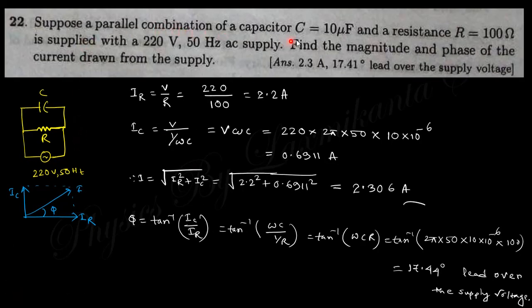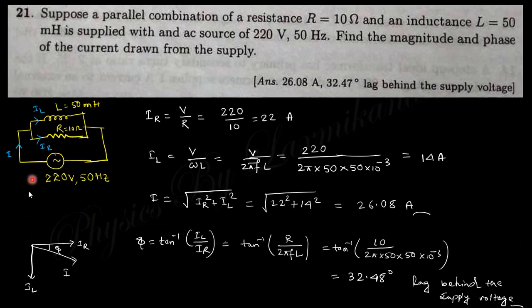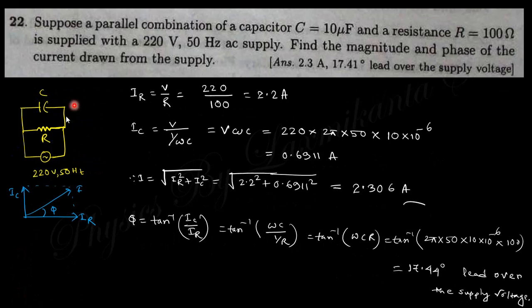Suppose a parallel combination of capacitor and resistor. The before one was the inductor and resistor, and this one is the capacitor and resistor. So the same things: the current through the resistor will be V by R, and the current through the capacitor will be V by 1 by omega C. So these two are currents, so the resultant current will be like that, and the angle can be found as tan inverse IC by IR, that is omega C, and this is 1 by R.